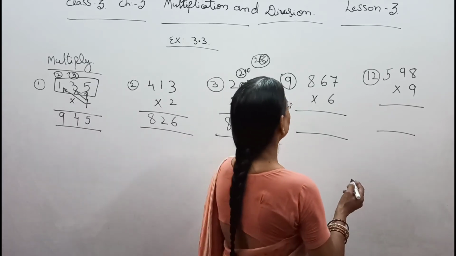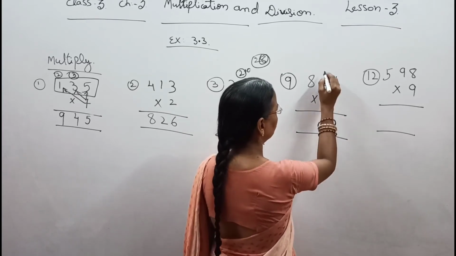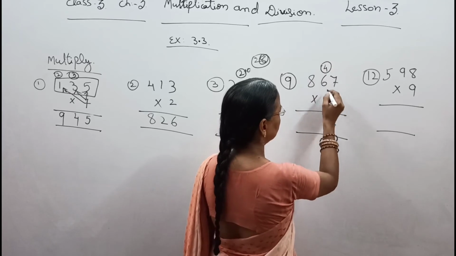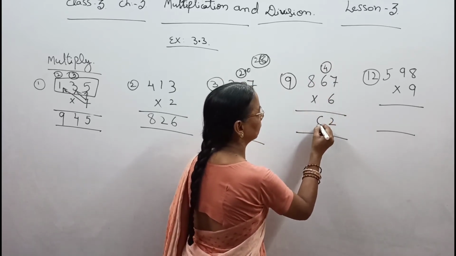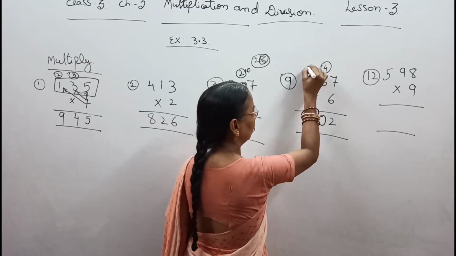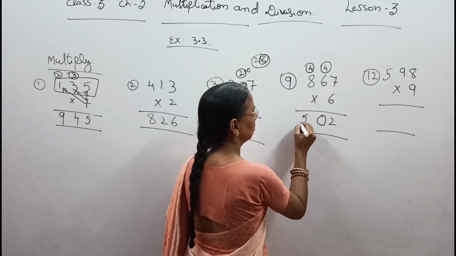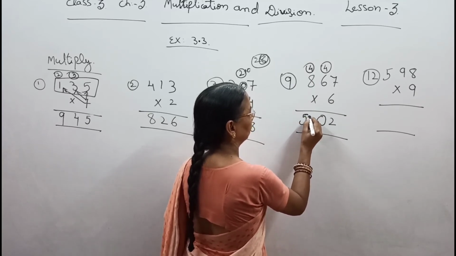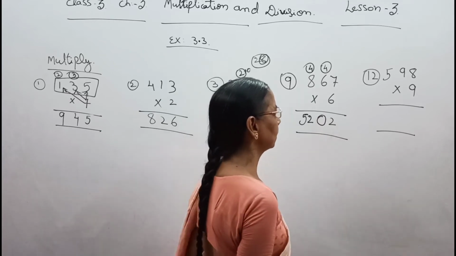Now the third one, fourth one: 6 7s are 42, 4 carried. Then 6 6s are 36. 36 plus 4 is 40. Then again 4 carry. 6 8s are 48. 48 plus 4 is 52. Like this we multiply the numbers.